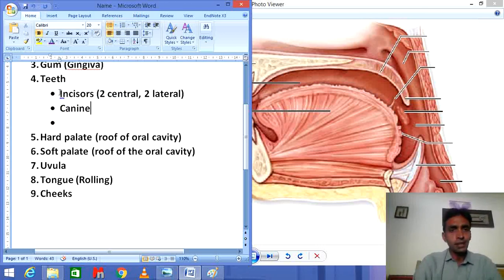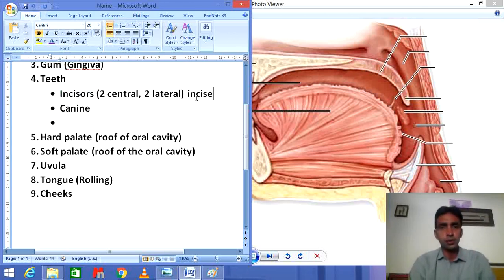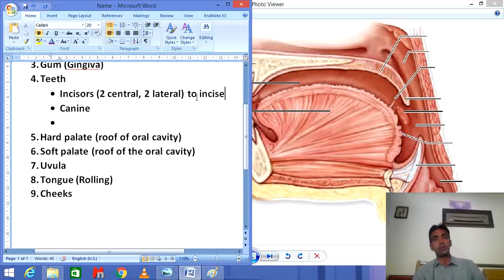What is the function of the incisor? The incisor is responsible for the incision of food, to cut down large food particles into small food particles for chewing purposes. So this is for incising.